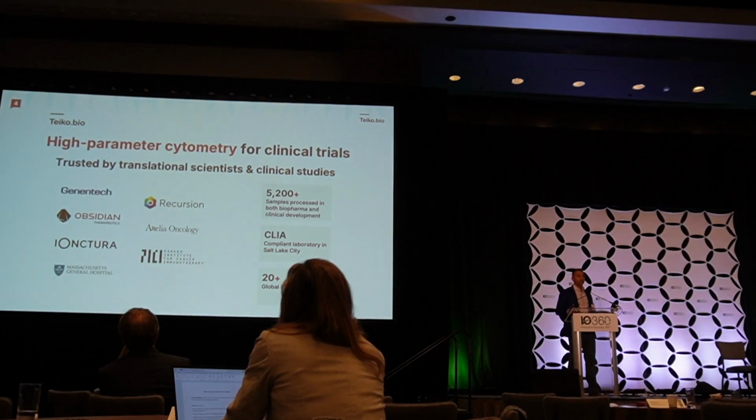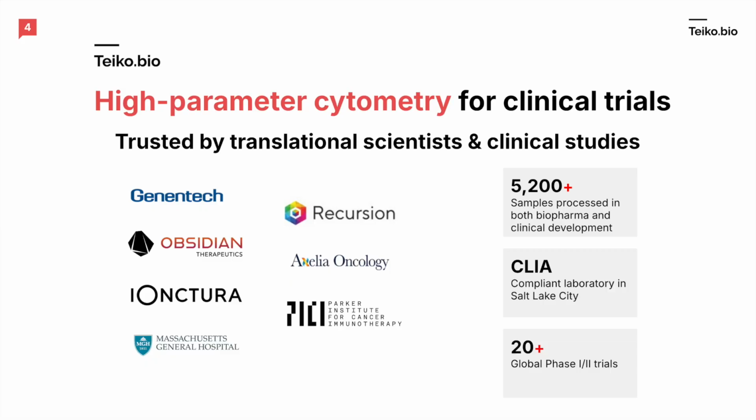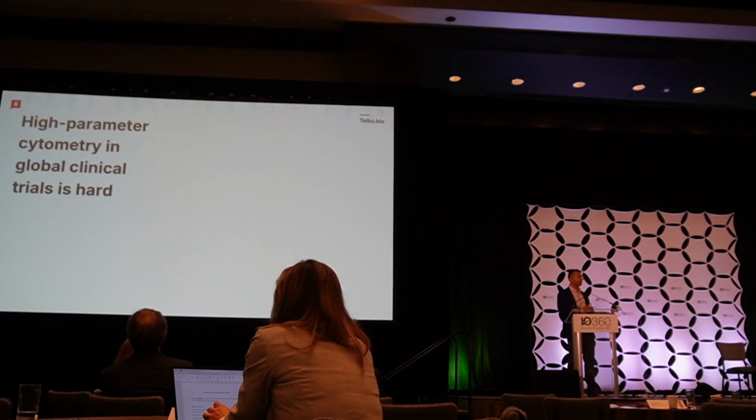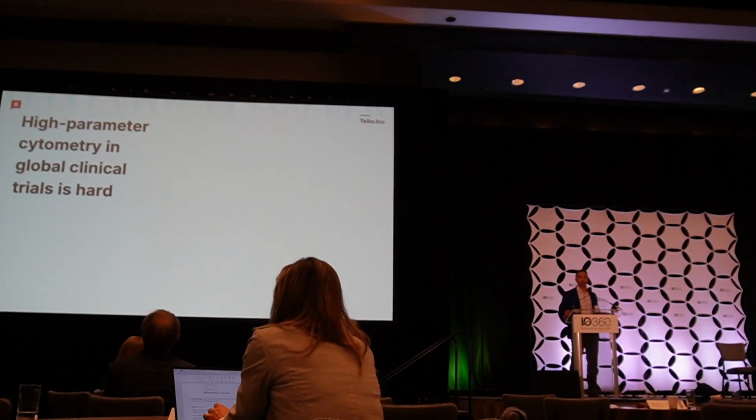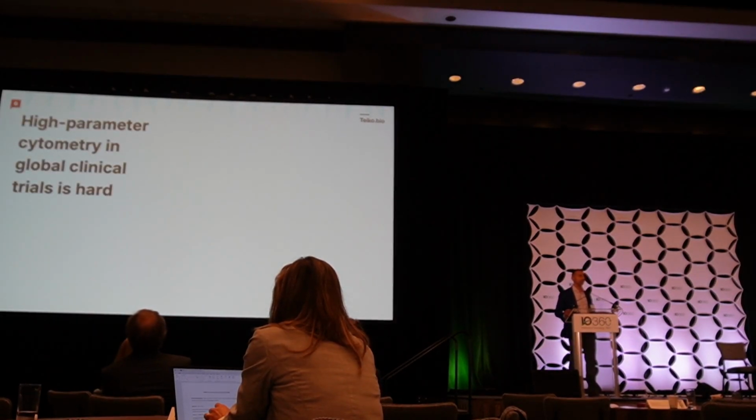We are trusted by some of the best translational scientists in the industry. We've got over 5,000 samples processed in our CLIA lab, working with over 20 active global phase 1 and phase 2s. The problem we solve is that high-parameter cytometry in global clinical trials is extremely hard to implement reproducibly.